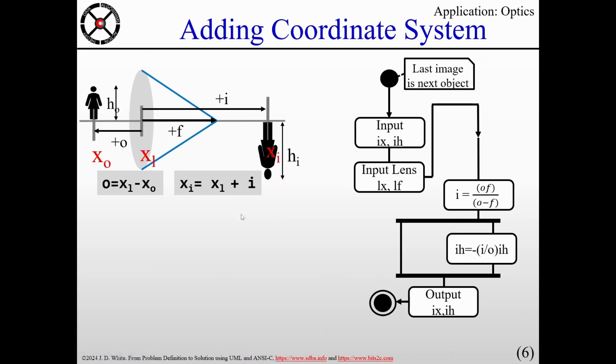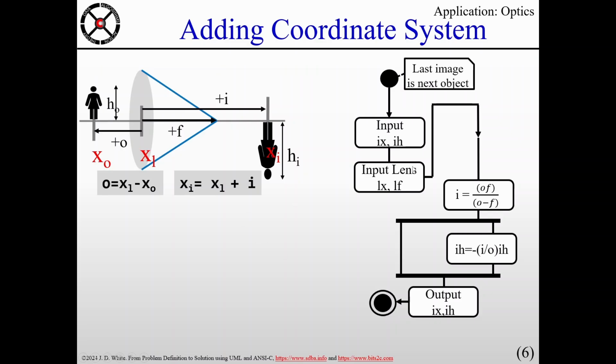Okay, so if I go back to our UML, in this case, if I'm doing multiple lenses, my last image will be the next object, right? So I'll trace the first lens, then that position will be where the object for the next lens is. So I'm going to have to input the initial position, its height and distance, the lens position, and the focal length. That would then calculate and output IX.